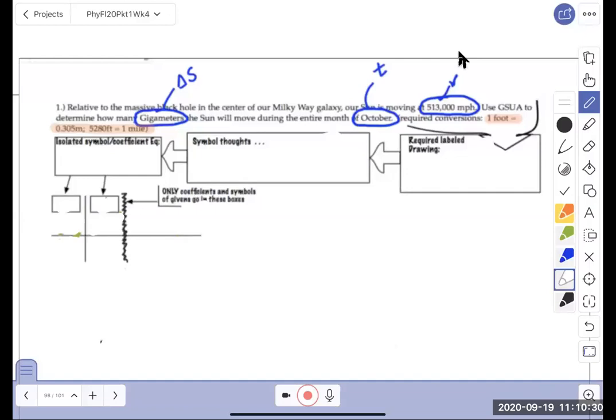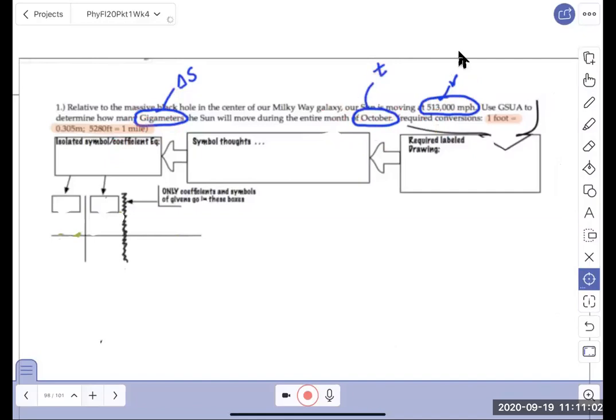The next thing you do is you label what each one of those things are. Like 513,000 miles an hour. I mean, obviously that's velocity. And then I had the kids in class tell me what they thought it was. Gigameters, I had to cue them in. That's delta S. That would be how far we're trying to go, or how far the sun is going to go in that. Okay, how many gigameters will it go during the month of October? So October is our time.